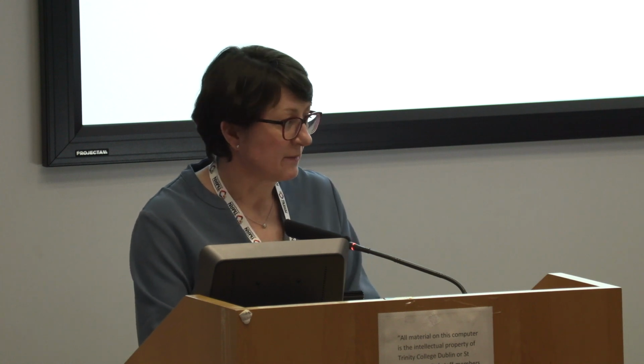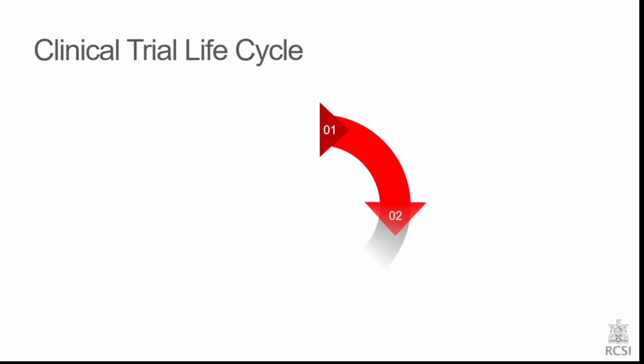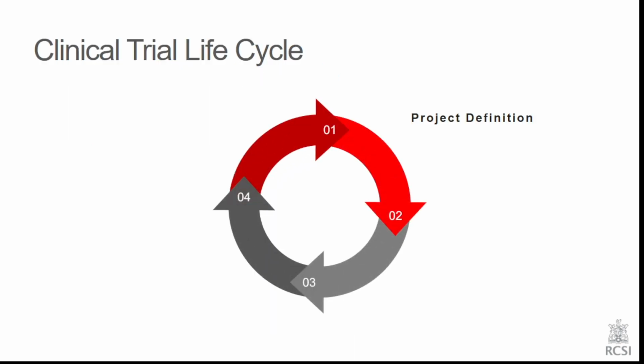So moving on to the second part of my talk, I'm just going to focus a little bit more on the clinical trial life cycle and talk to you about the project management throughout the life cycle. So when we think of the life cycle of a clinical trial, there are four key stages: project definition, project planning, project implementation, and project closure. And at the definition stage, it's, what's the question? What are we actually going to look at here? And I'm not going to try and minimize that in any way.